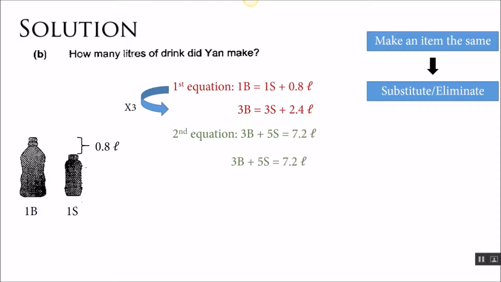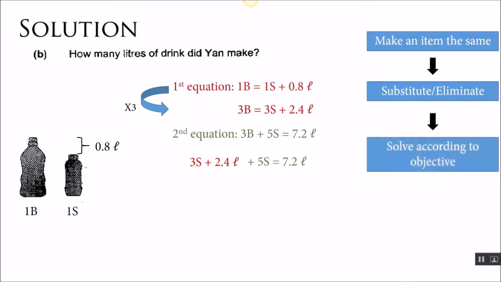So to do substitution, what I have to do is, over here, 3b plus 5s equals 7.2 liter. Since I already know that 3b is also equal to 3s plus 2.4 liter, I just substitute it like that. And then from this step onwards, it will be a lot easier. What I have to do is just to solve according to the objective.